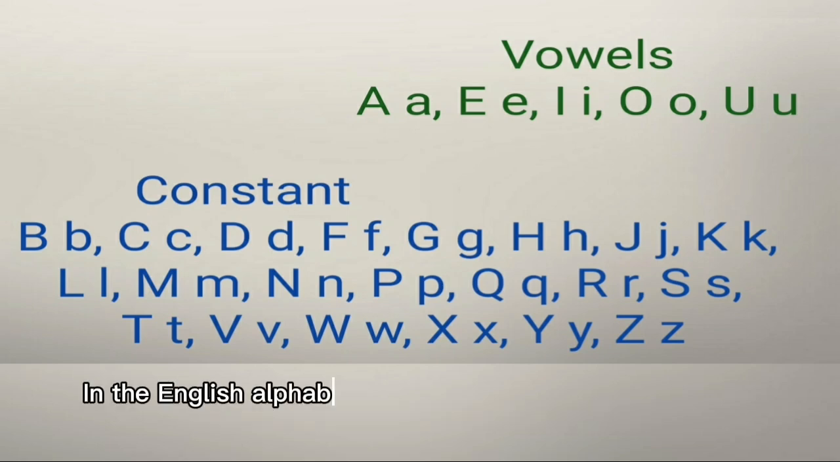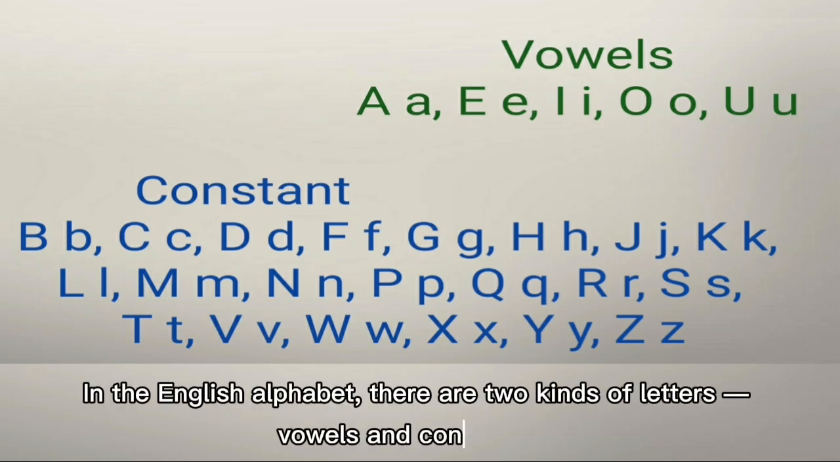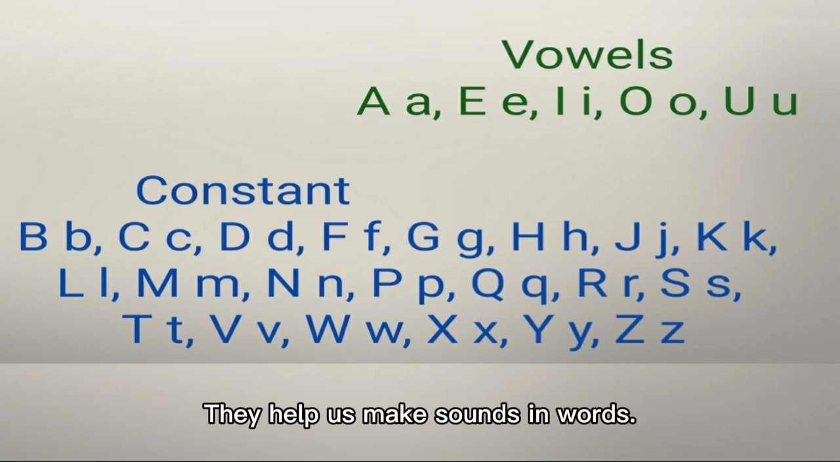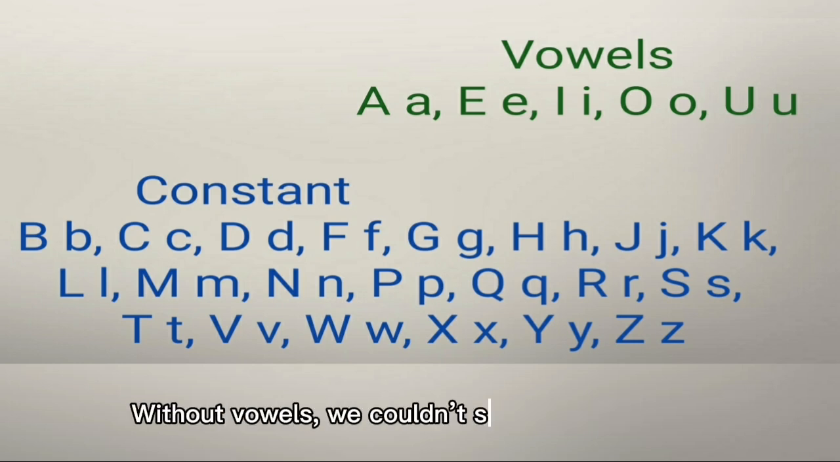In the English alphabet, there are two kinds of letters, vowels and consonants. There are 5 vowels. Let's say them together. A, E, I, O, and U. Say it again. A, E, I, O, U. These 5 letters are called vowels. They help us make sounds in words. Without vowels, we couldn't say words properly.